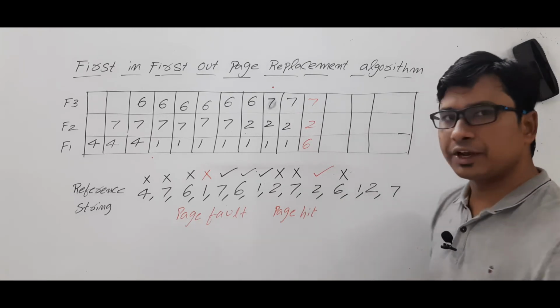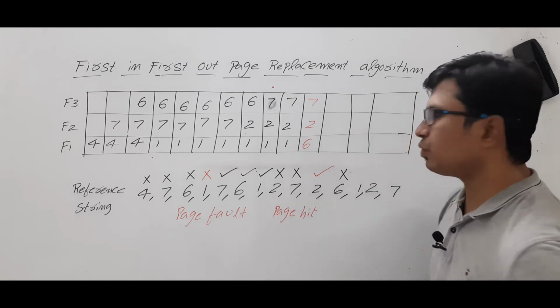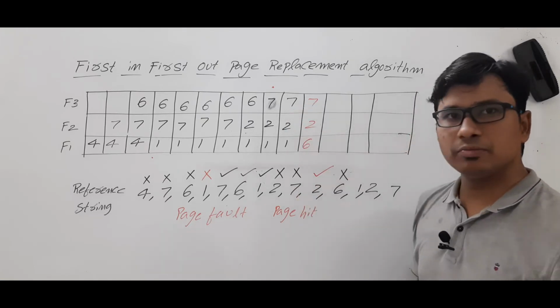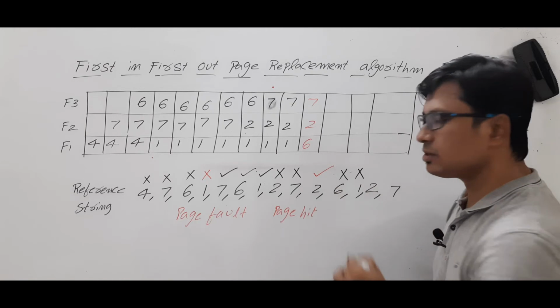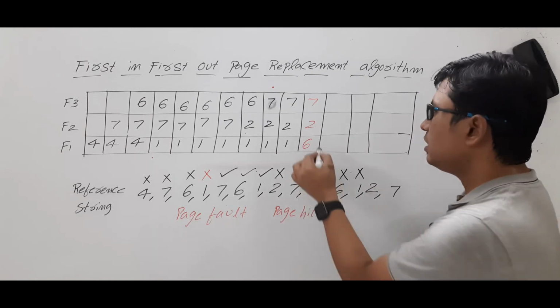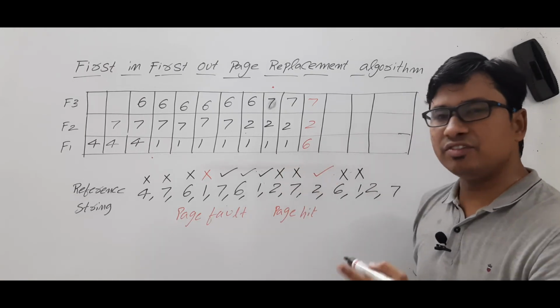Now CPU is trying to access the page number 1. Whether page number 1 is there in the main memory? Not there. Again it is a page fault. Okay. Now I have to find a victim page.